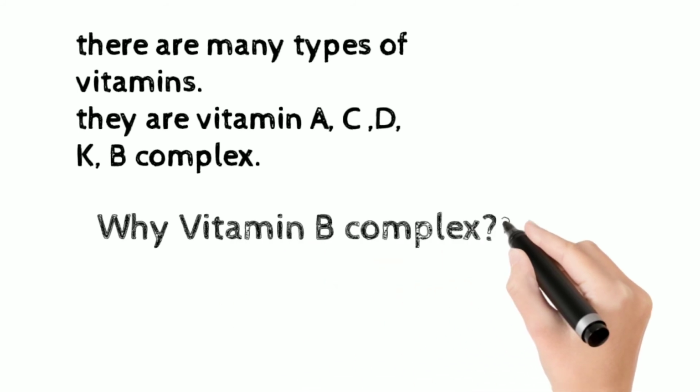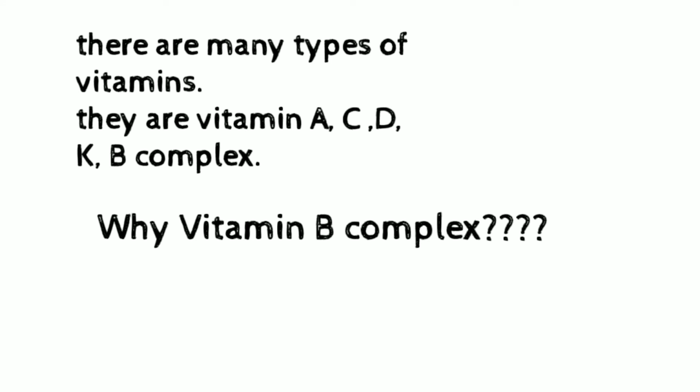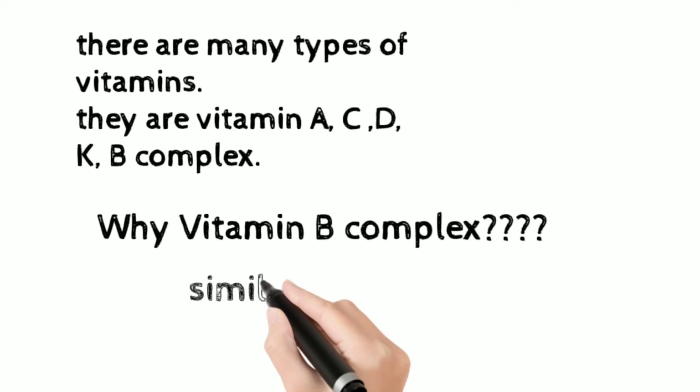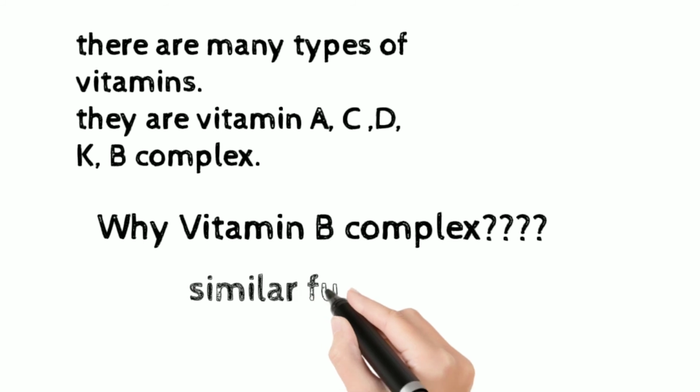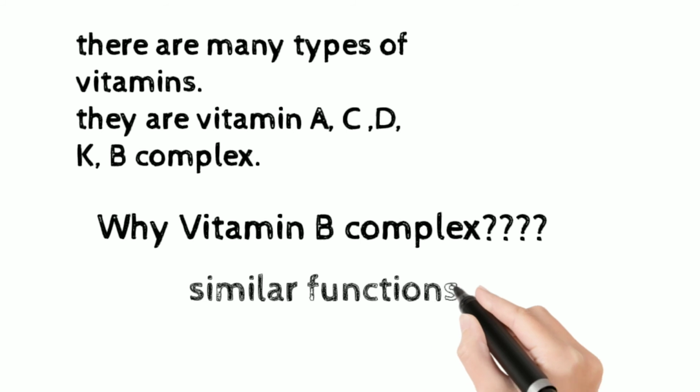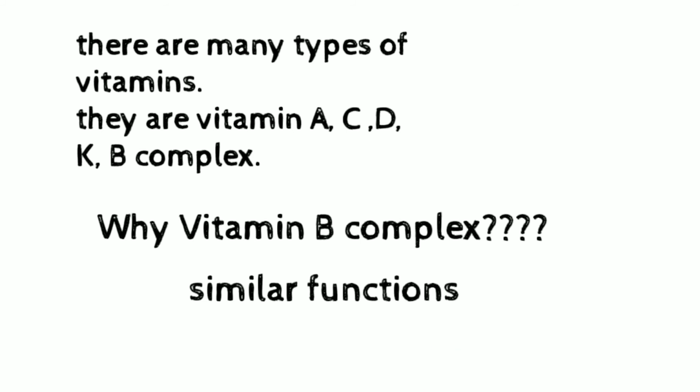Why complex? Because we have eight different types of vitamins which are similar in their functions. So all those eight different vitamins are put together in one place. That is vitamin B. Because of the combination of these eight different vitamins, we call it vitamin B complex. And this is also very important. It provides the strength of our teeth and bones. Okay, now let's move to the next.